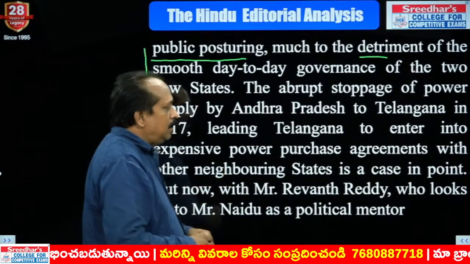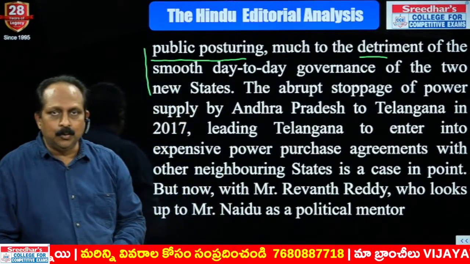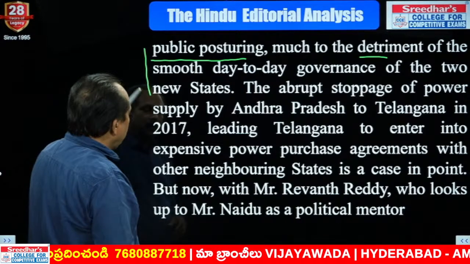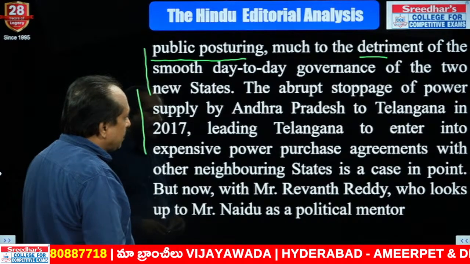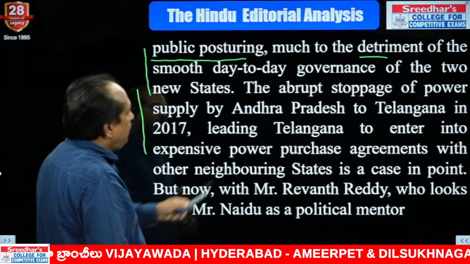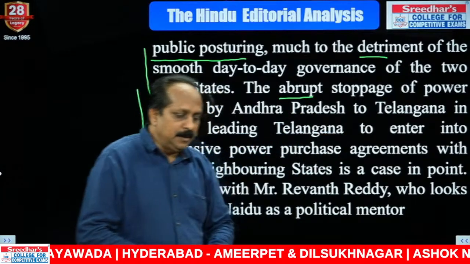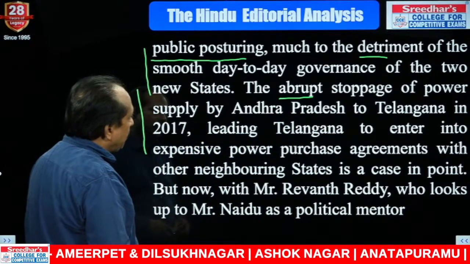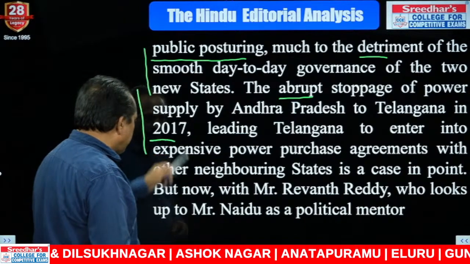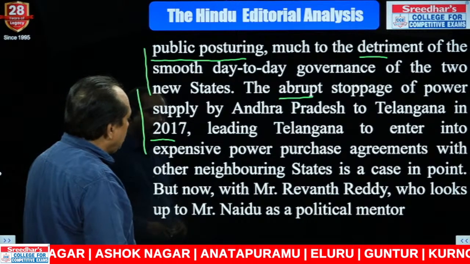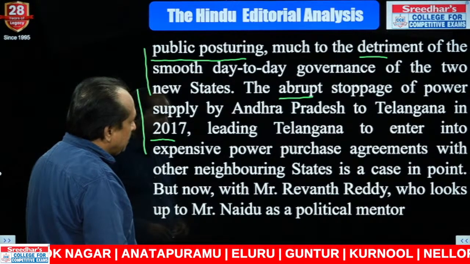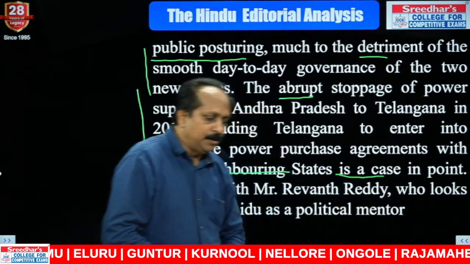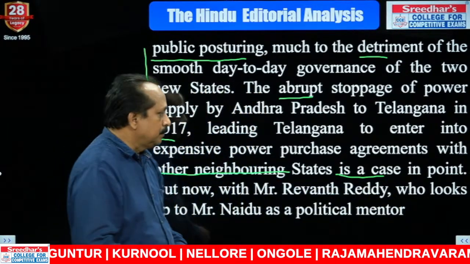Because of this, the smooth governance between the two states was not established. And one of the reasons, the editorial gives one important reason, the abrupt stoppage. Abrupt means sudden. The abrupt stoppage of power supply by Andhra Pradesh to Telangana in 2017, leading Telangana to enter into expensive power purchase agreements with other neighboring states, is a case in point, means it's an example.